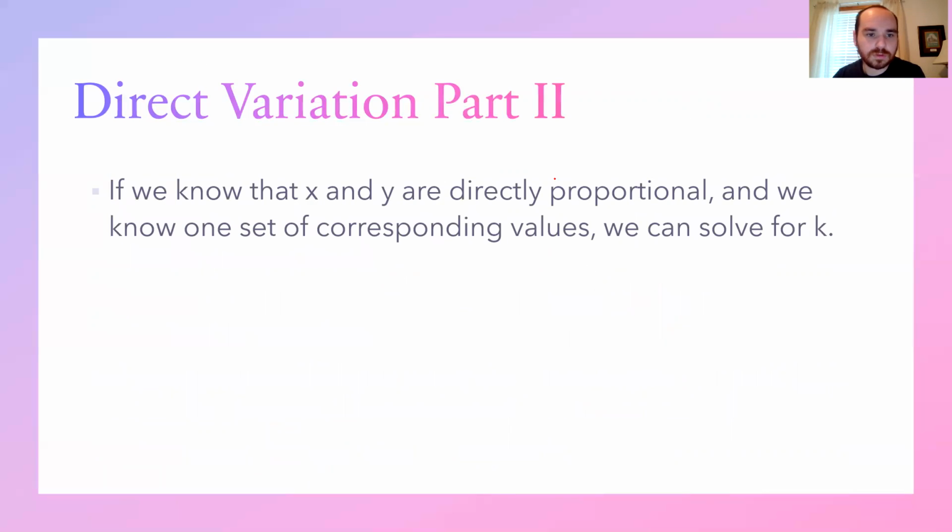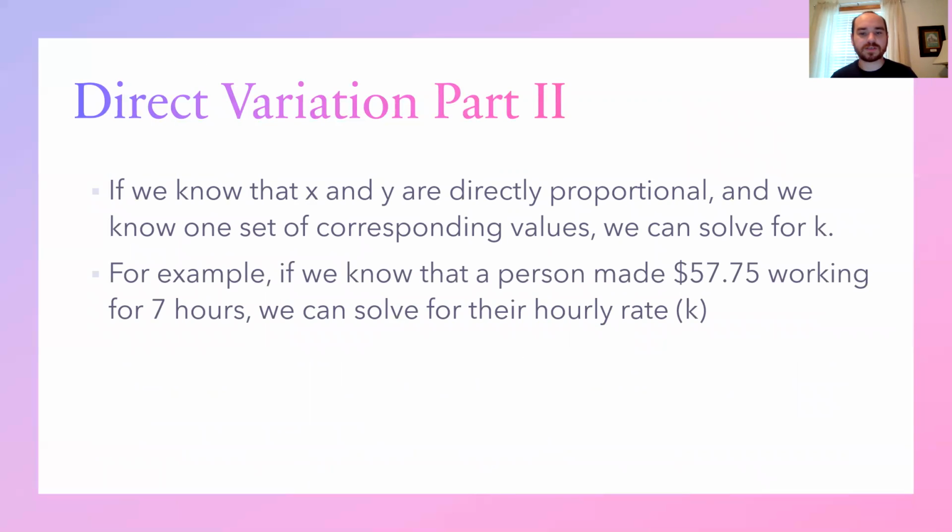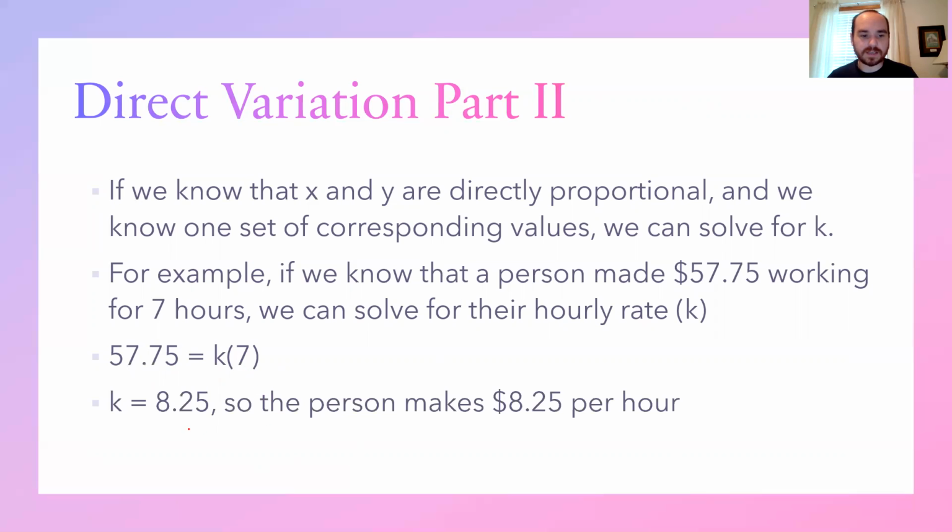So if we know that x and y are directly proportional and we know one set of corresponding values, we can solve for the constant here. For example, if we know that somebody made $57.75 working for 7 hours, we can solve for their hourly rate. And you can probably do this just conceptually. You just divide both sides by 7, divide by 7, and then you're going to get that your k is equal to 8.25. So the person makes $8.25 an hour.